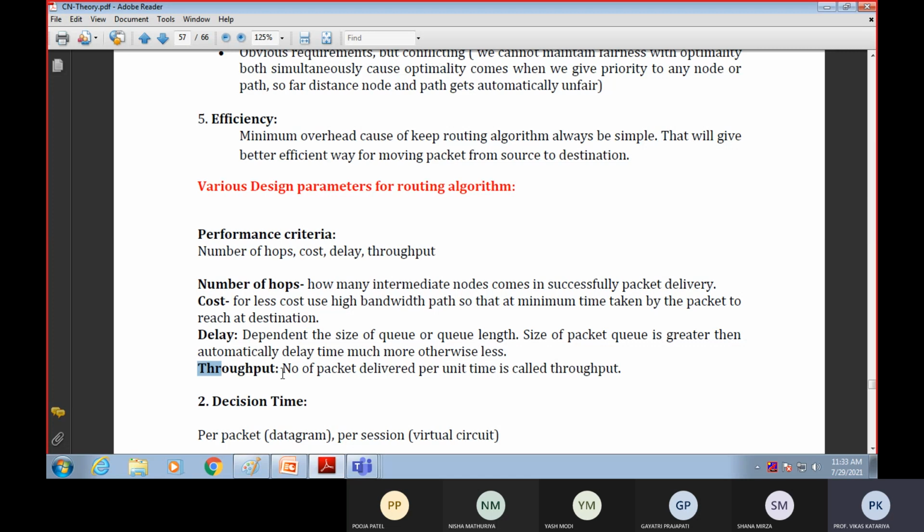Throughput: the total number of packets delivered per unit time is called throughput. Yes, we want to increase the throughput. That means the total number of packets delivered in a unit time should be maximum. So these are some design parameters. If you want to increase the performance, number of hops should be less, cost should be less, delay should be minimum, and throughput should be maximum.